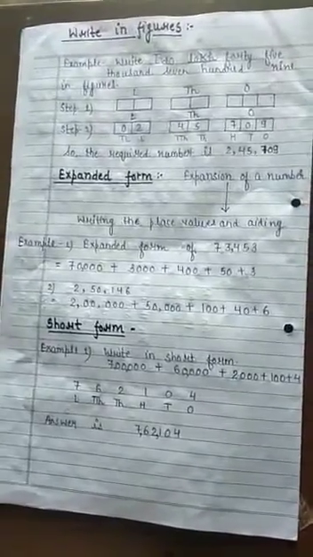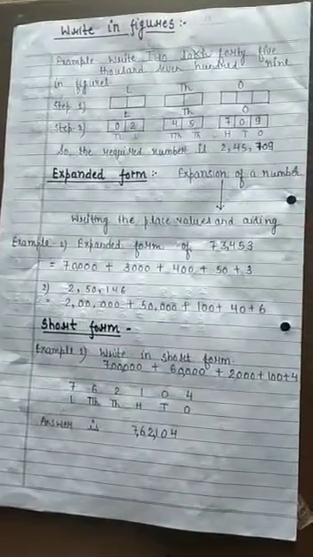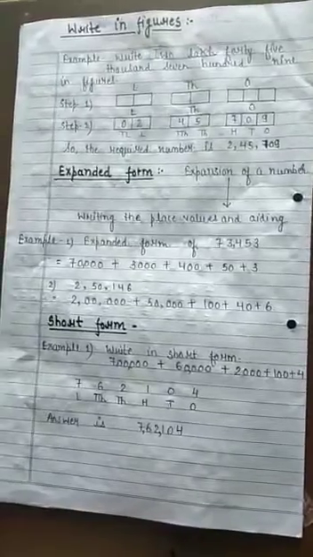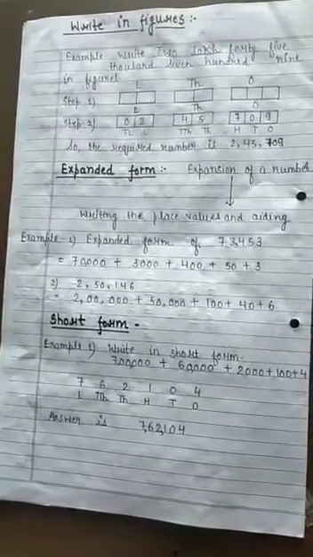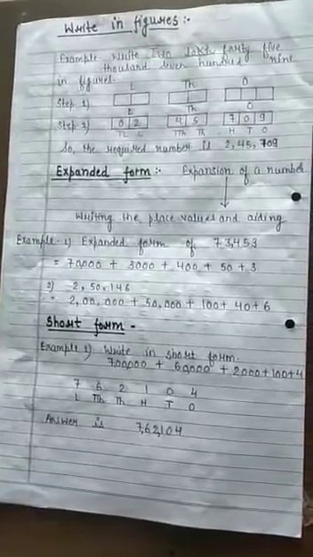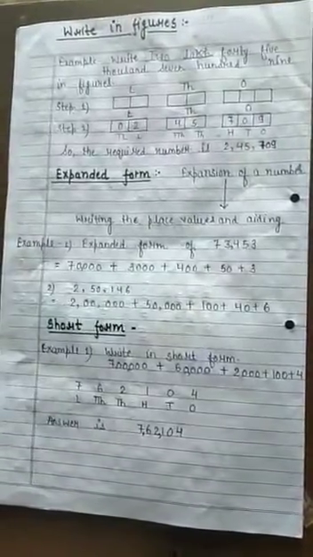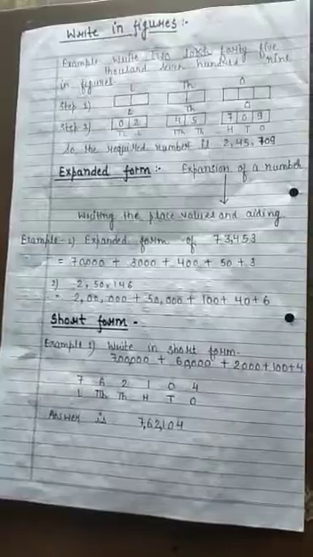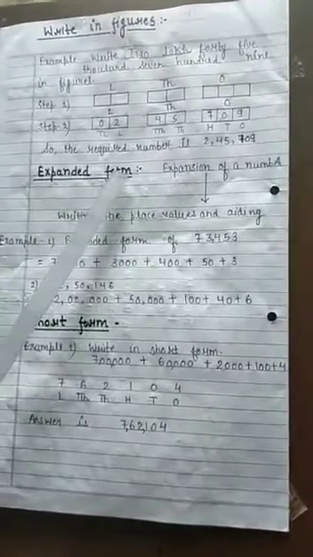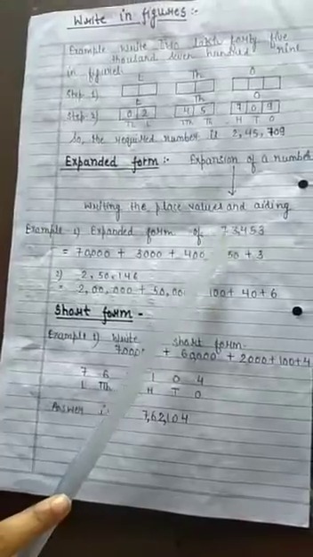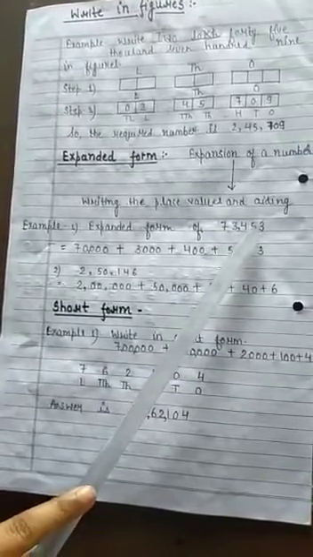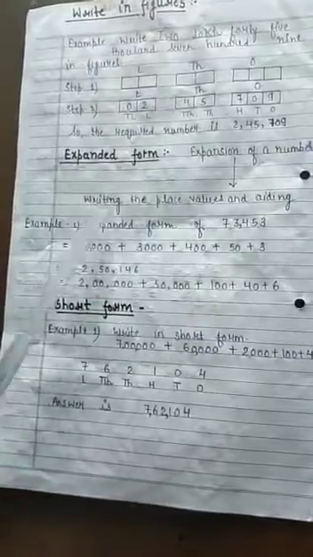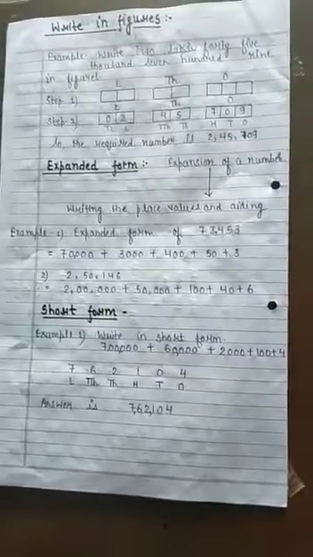Now children, moving to the next topic, that is expanded form. Expanded form means expansion of a number, that is writing the place values of the different digits of the number and then adding them. Now children, let us take an example for better understanding of expanded form. The example is 73,453 and we have to write this number in expanded form. Children, now see how we will proceed.